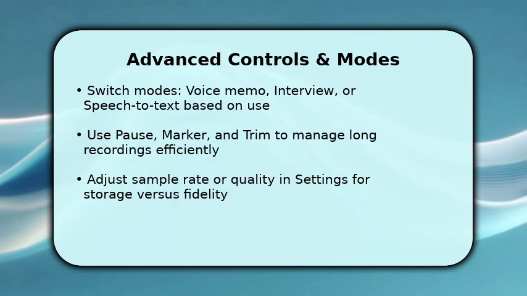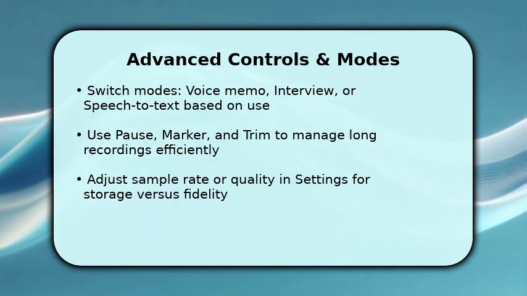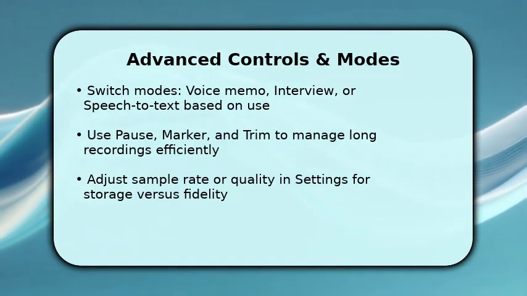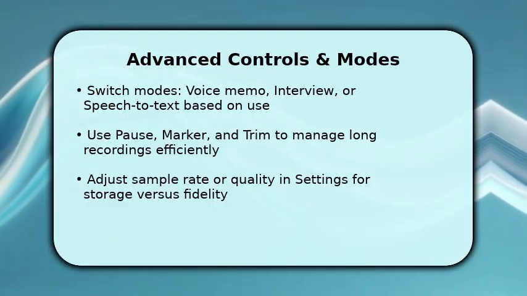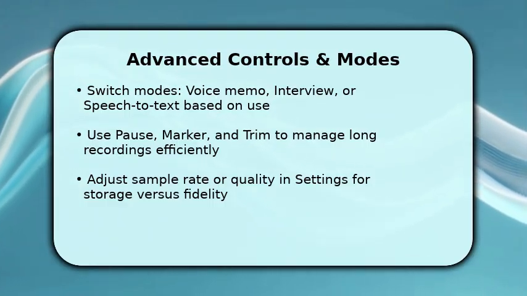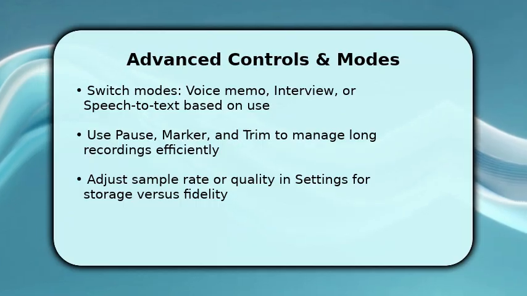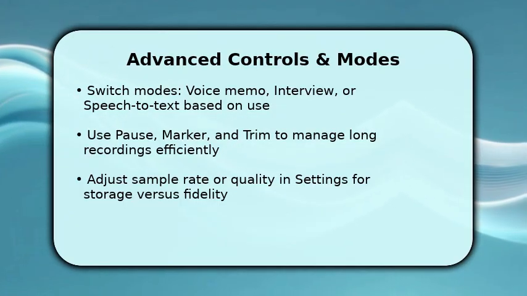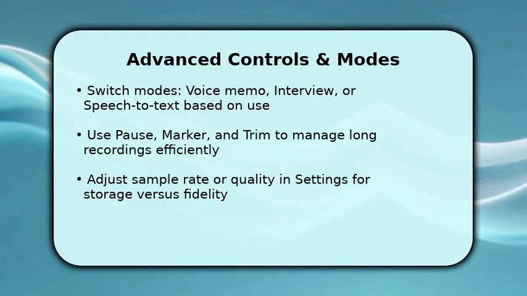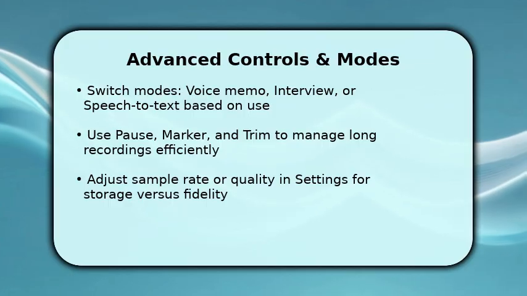Once you've captured basic audio, switch modes to match your task. Voice memo for notes, interview for dual mics, or speech-to-text when you need transcripts. Tap pause to create silent gaps, add markers during key moments for quick jumps, and use trim to remove dead space at either end. In settings, adjust sample rate and quality to balance file size versus fidelity.